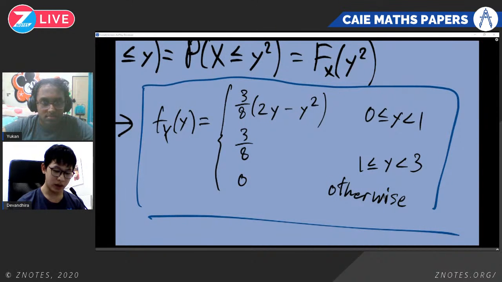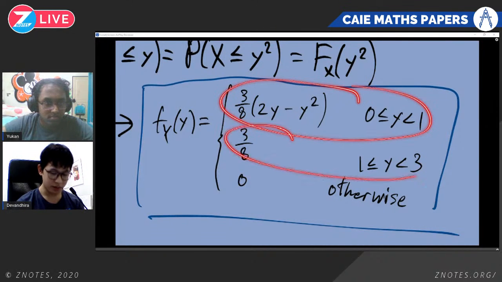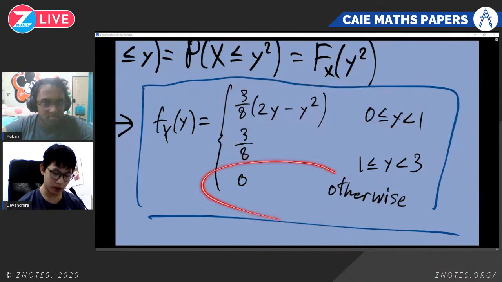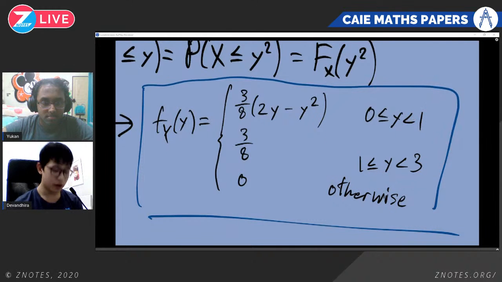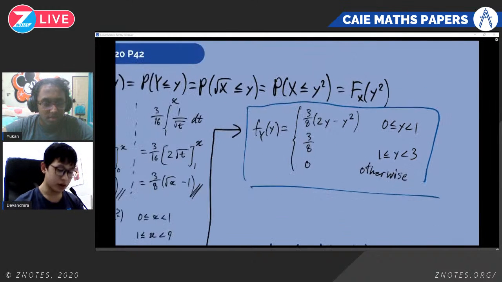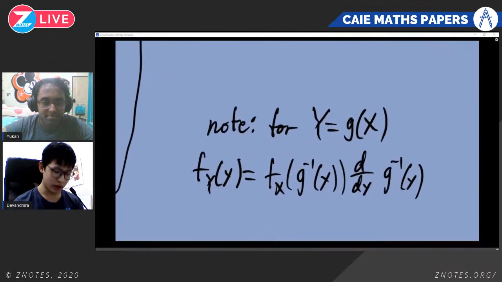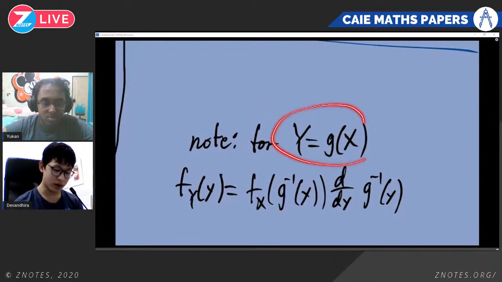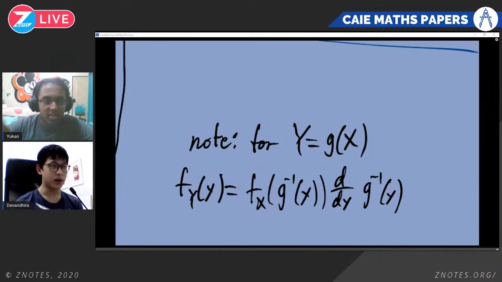So remember that the interval stays the same, but don't forget to write the 0 otherwise. It means that the value is 0 everywhere except for these places. Right. So that's your final answer. Though there is a small shortcut to make it more general. So note, for y equal to a function of x, the PDF of y is just the PDF of f in terms of x.